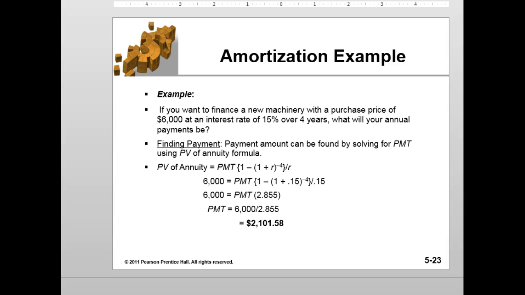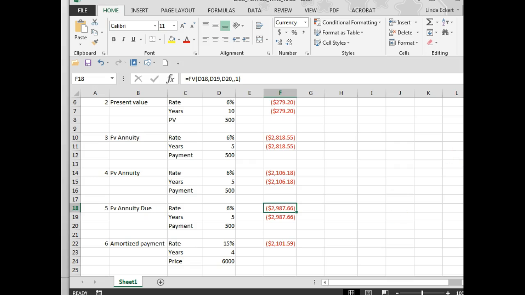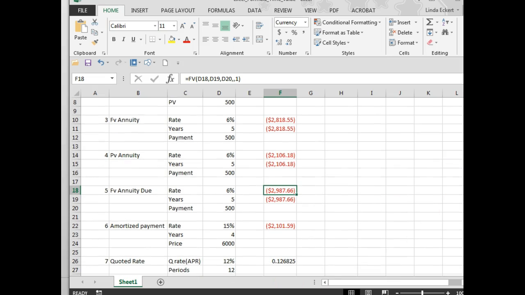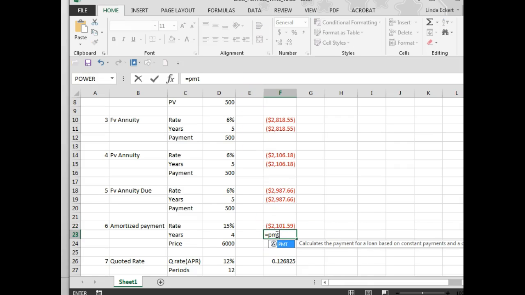Now you can do the same thing in Excel, and it looks like this. Again, here's the rate, here's the periods, here's the price. This is the formula. So to do this, you just type in equals PMT, and then I put the rate in with a comma. I put the number of periods in after a comma, and then I put in its present value, what I'm paying for it today.